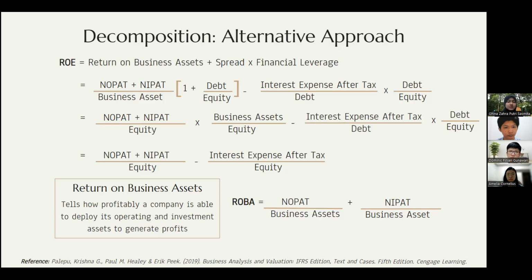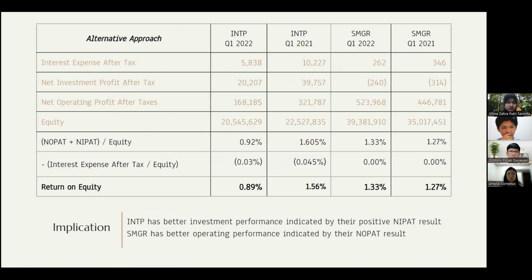But because of the limitation of the information we could get, we could not decompose the ratios fully from the ROBA. So the calculation that we could search for is only the interest expense after tax, the NIPAT or net investment profit after tax, and net operating profit after tax. And it also results in the same return on equity that we already saw before.